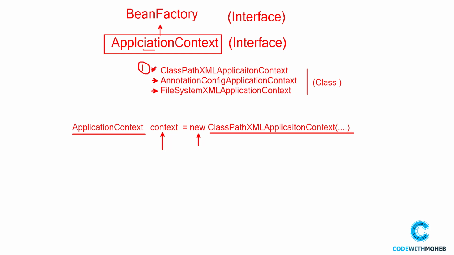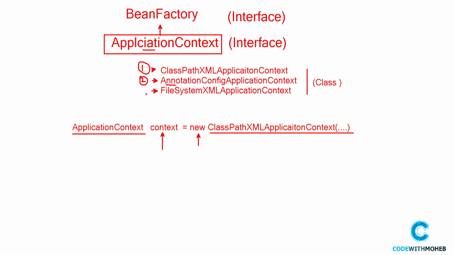This means that if the XML file, which contains all the configuration, is inside the Java class path, then we can use the class path XML application context. The second one is annotation config application context. It searches for beans on which we have used annotations, and we'll talk about annotations later. So we can use annotations on classes, and once we use annotations, then we use this class in order to create an object of this interface.